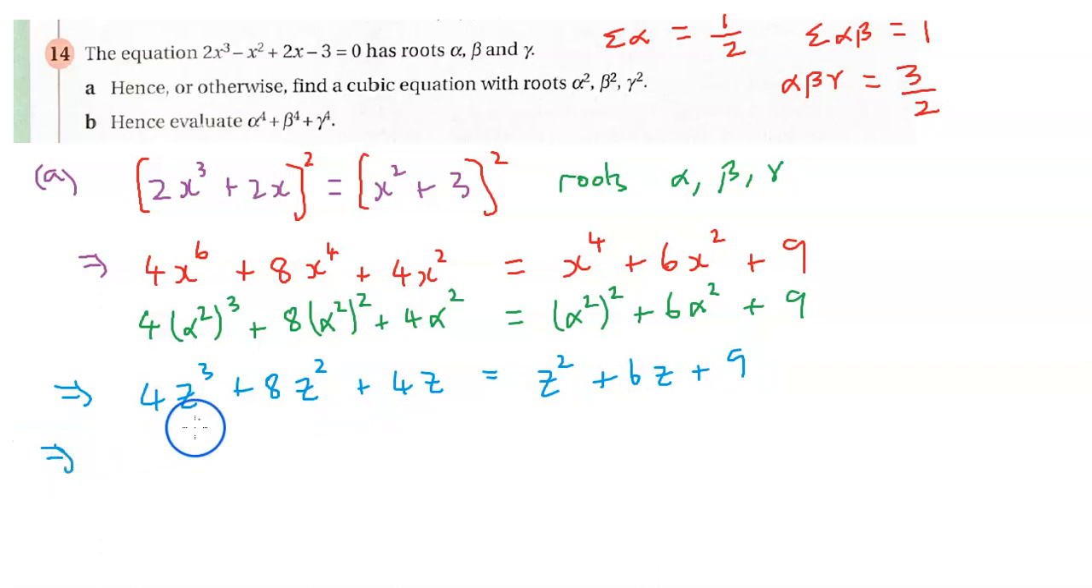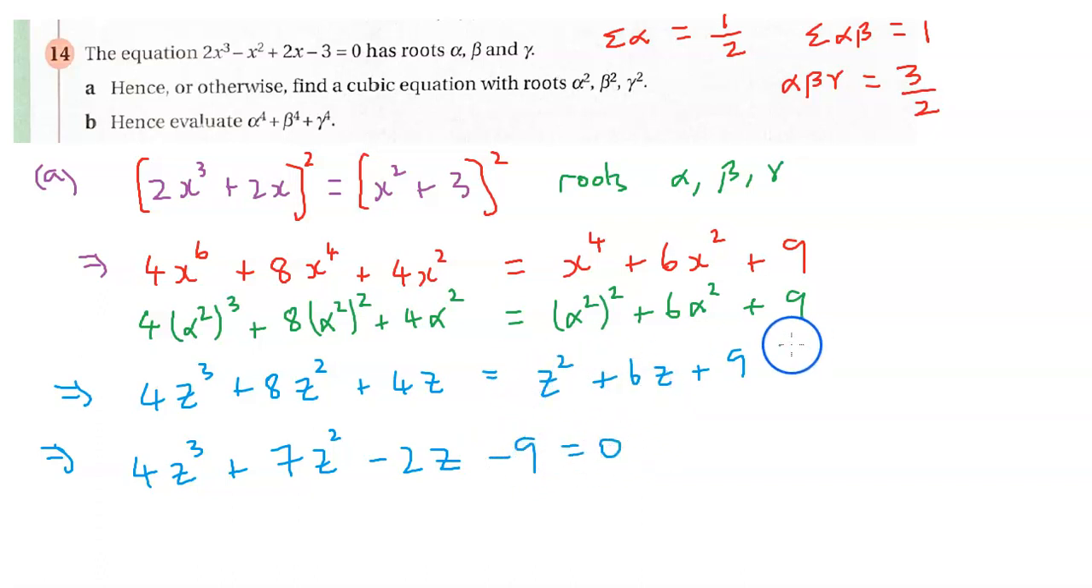And then rearranging it to make it look nice. 4z cubed, how many z squareds do we have? Plus 7z squared, and then 4z minus 6z, so minus 2z, and then minus 9 equals 0, and well, this has roots alpha squared, beta squared, and gamma squared, since we literally made the substitution z equals, well, alpha squared here, but it doesn't matter whether we write alpha, beta, or gamma in this green line.